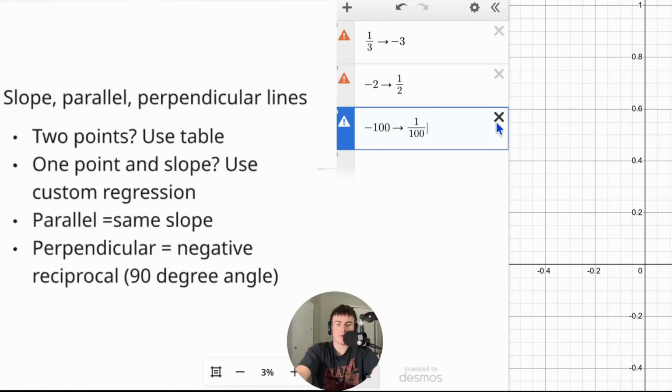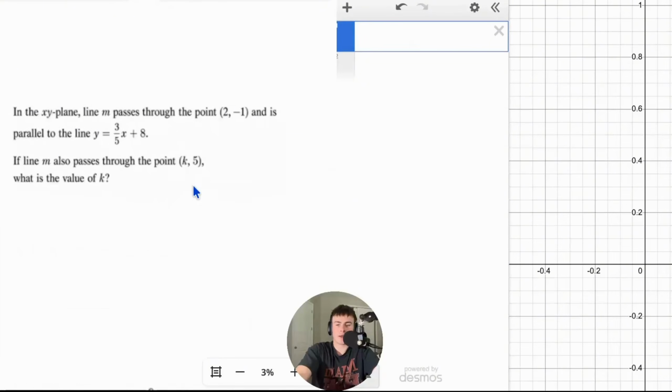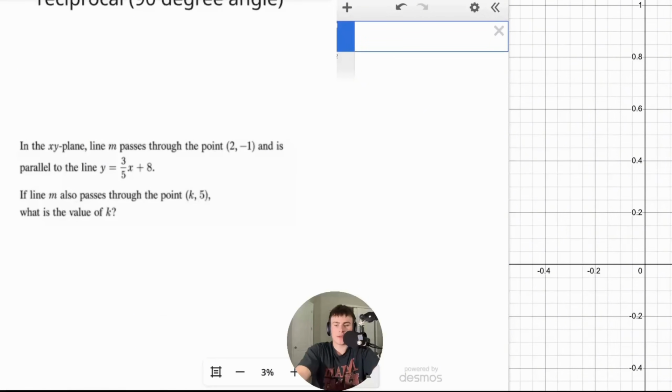So negative reciprocal, also 90-degree angles. Okay, let's do a couple examples. This one says, in the xy plane, line M passes through this one point and is parallel to this equation. So let me stop here. We have one point, and we're given the fact that this line M is parallel to this equation right here.